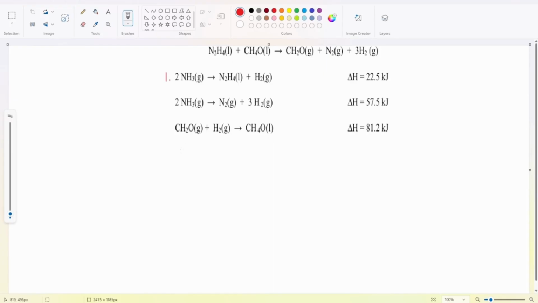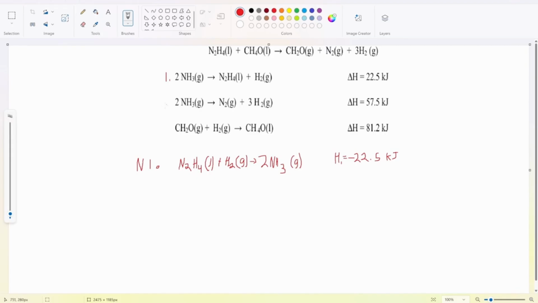delta H. So the equation would go to N2. I'm just gonna write N1 like I did before to signify that it's a new equation. New equation 1, right? So N2H4 liquid plus H2 gas goes into 2NH3 gas. Sorry about that H, guys. My writing will get better one day. And then the H1 is equal to negative 22.5 kilojoules. Right, so that's the new equation 1.